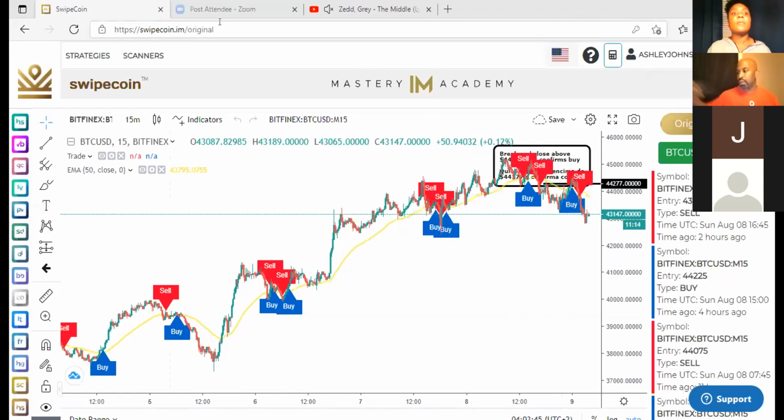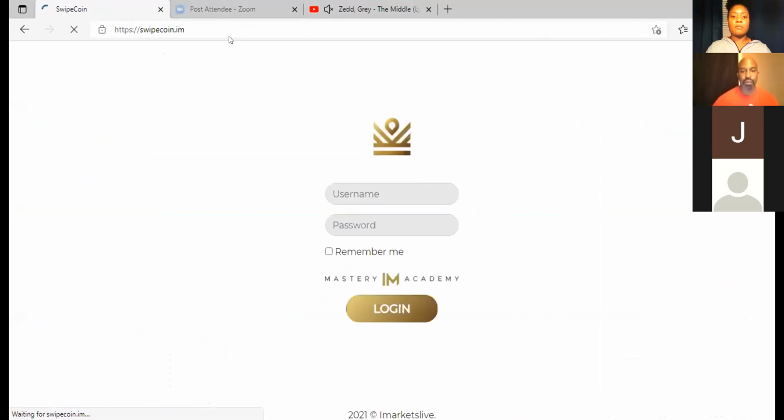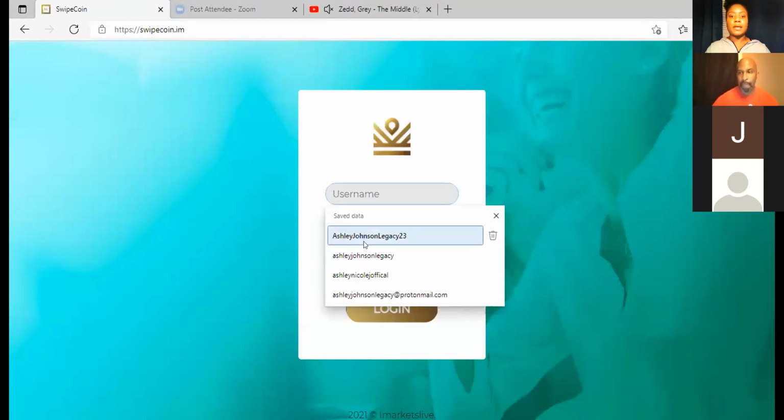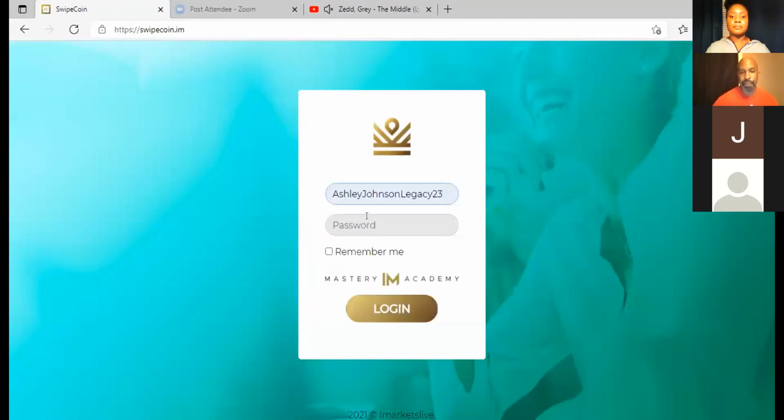All right, so guys, when you are a member, you can actually go to swipecoin.im, okay? And of course, you're going to have to log in with your username. And if you have a pen and paper, I would recommend that, because you're going to need to write this down. So grab a notepad and a pen, okay? So we're going to log into my SwipeCoin, okay?